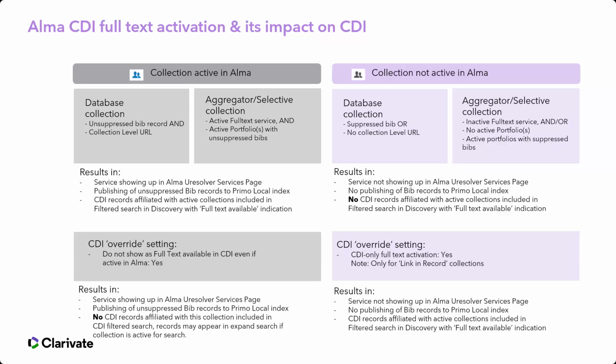The slide also shows the overrides. First of all, the override where it's active in Alma, but you don't want it in CDI, and the other override, where you don't have it active in Alma, but you do want it to show up in CDI. So those are the overrides. This is a nice overview. I'm not going to go into all of the details, but this is a good reference to look at if you get confused about all these different settings.